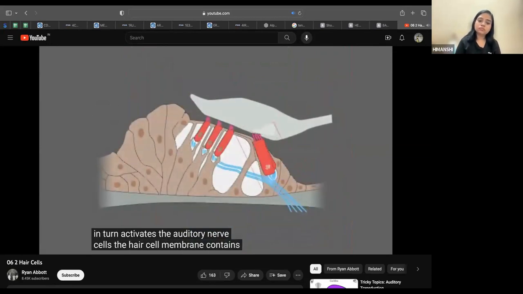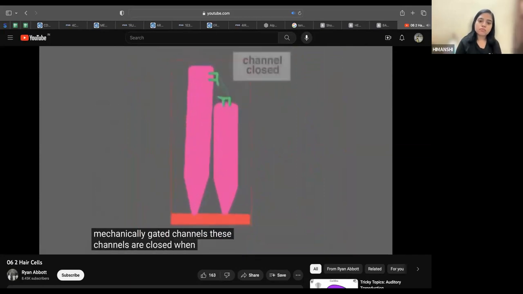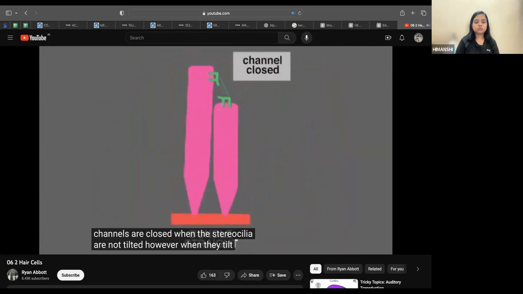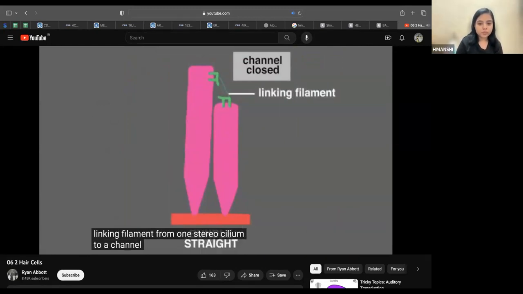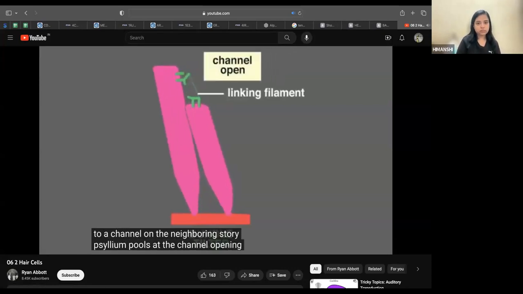The hair cell membrane contains mechanically gated channels. These channels are closed when the stereocilia are not tilted. However, when they tilt, a linking filament from one stereocilium to a channel on the neighboring stereocilium pulls at the channel, opening it. Positively charged ions flow into the cell, depolarizing the membrane.